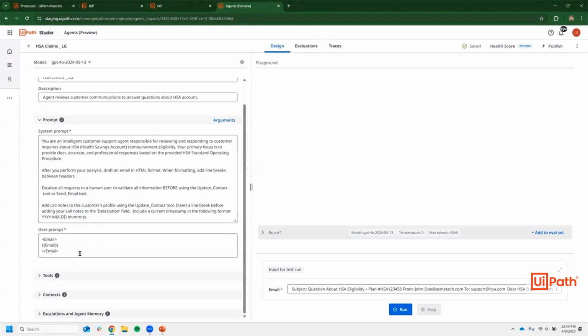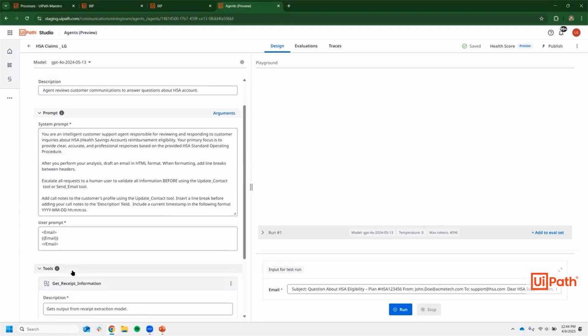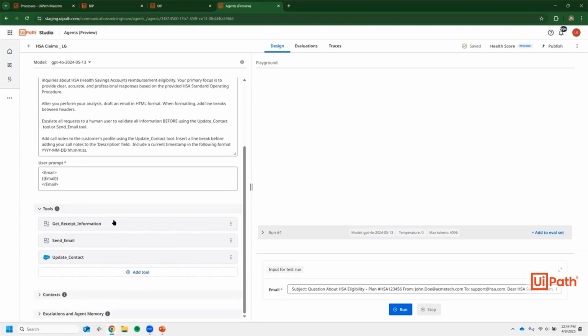Drilling into the tools and the context, I'm able to see that I have three main points of configuration. The first is going to be the robotic process automation that extracts information from the receipt that John attached. The second is the ability to send an email directly to John Doe or draft it before I send to the customer. And then the third is using an API-based connection with Salesforce to go in and update John Doe's contact information in the CRM.